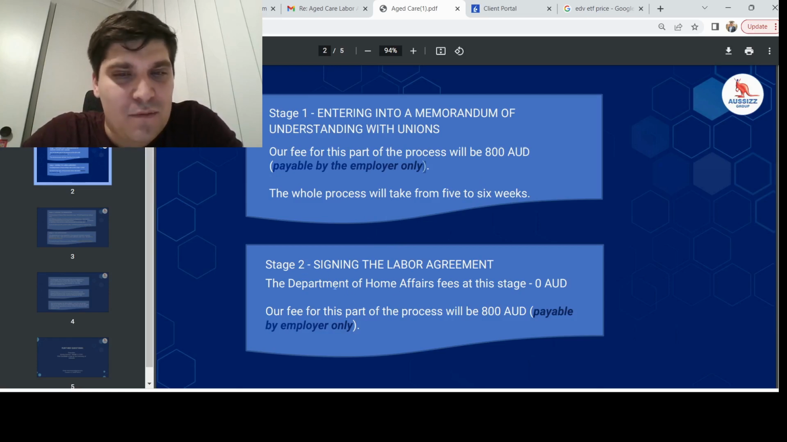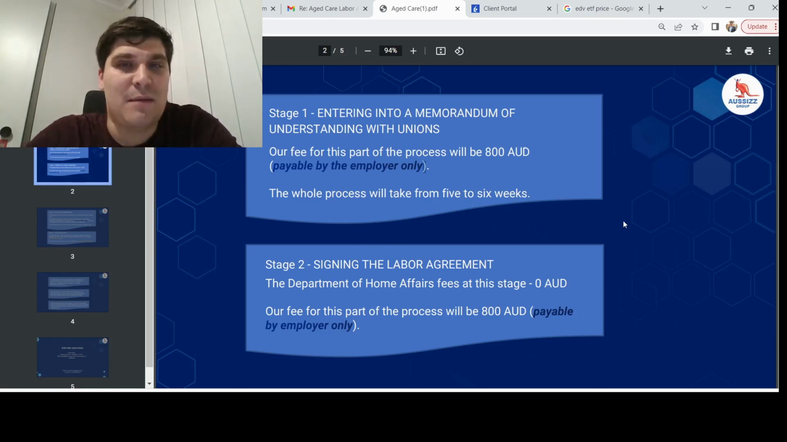Stage two of the process is signing the labor agreement. Once you have a memorandum of understanding with the unions, then the labor agreement is signed. The department doesn't charge you anything, but we charge you another $800, and only the employer can pay the fee.